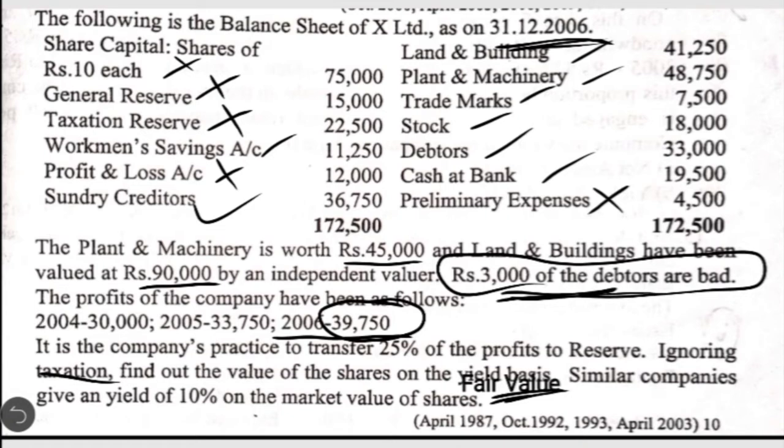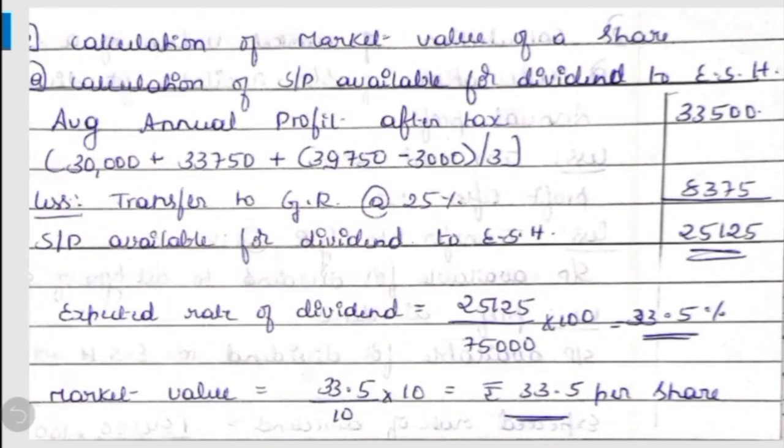Here it is given that 25% has to be transferred to the general reserve. So let's see, and the normal rate of return is given as 10%. The total paid up share capital is 75,000. Paid up capital per share is 10. So let's see how to calculate the market value.